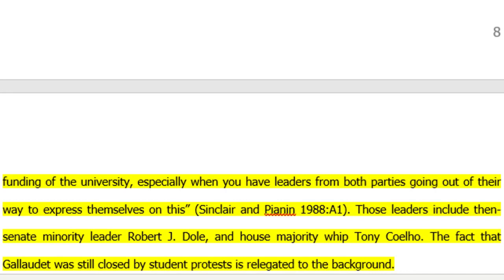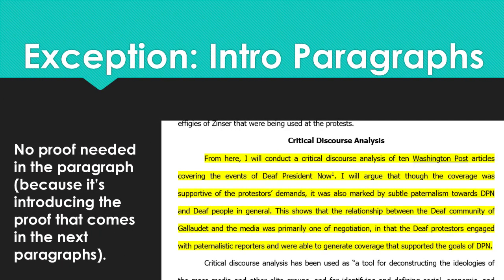And to review that last sentence, the one that explains the significance, that also needs to be 100% your own thought in your own words. Never end a paragraph with a quote or a paraphrase either. There's one important exception to the structure that I just showed you, and that exception is introductory paragraphs. That could be the first paragraph of the whole essay or the first paragraph of each specific section. Those don't need proof in them.